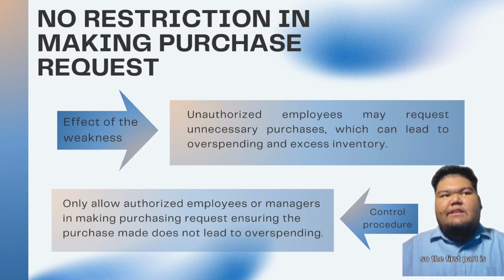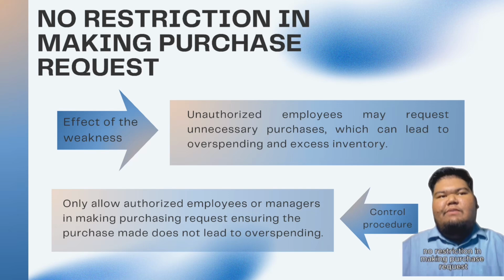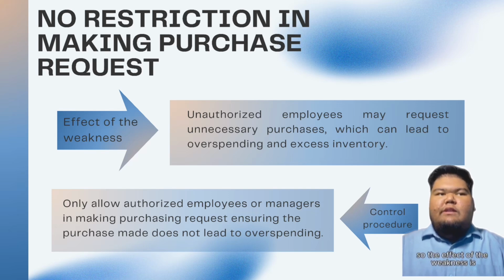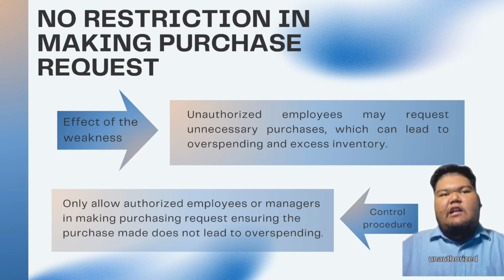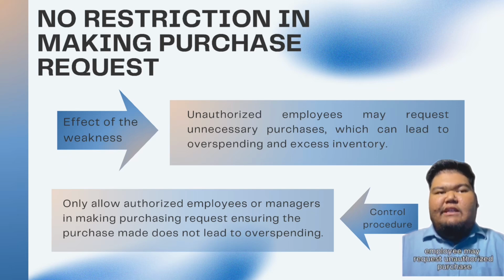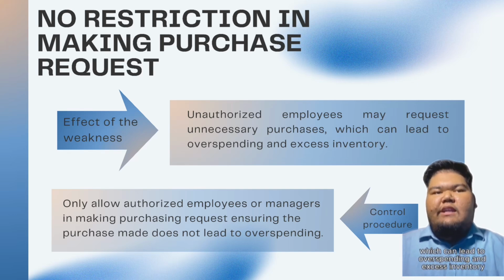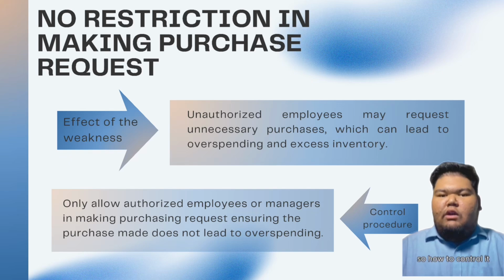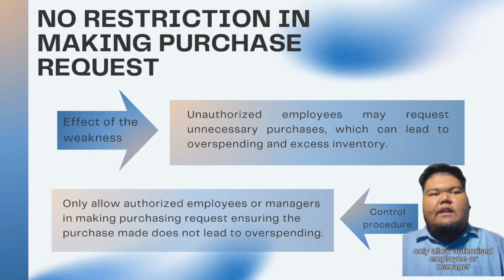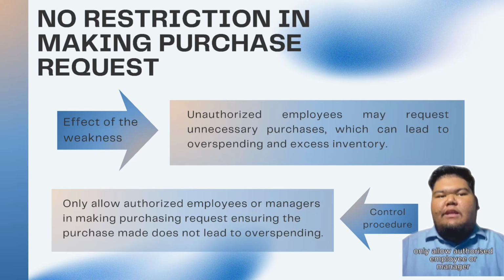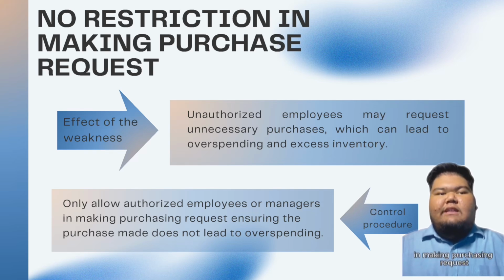So, the first part is no restriction in making purchase requests. The effect of the weakness is that an unauthorized employee may request an unauthorized purchase, which can lead to overspending and excess inventory. So, how to control it? Only allow authorized employees or managers to make purchasing requests, ensuring the purchases made do not lead to overspending.